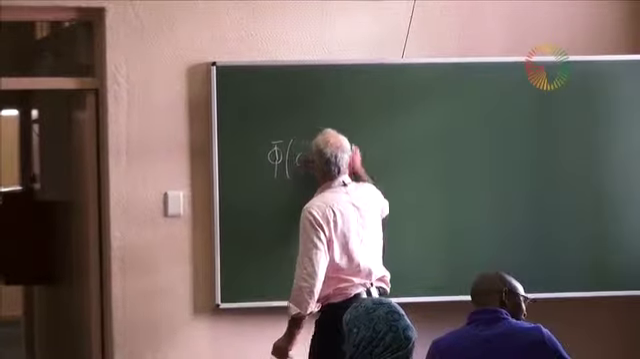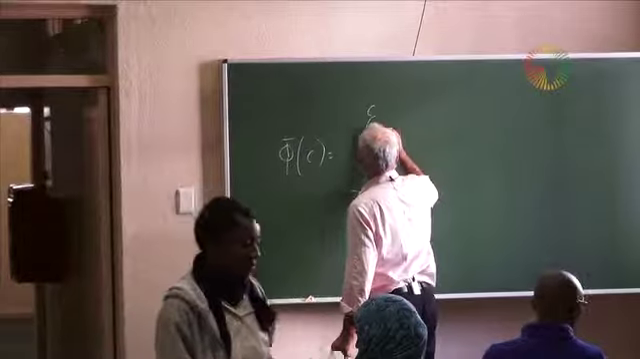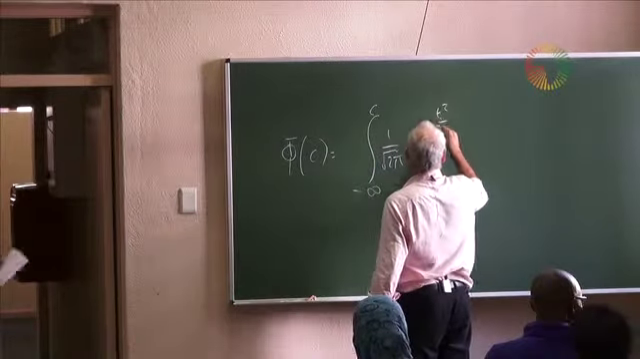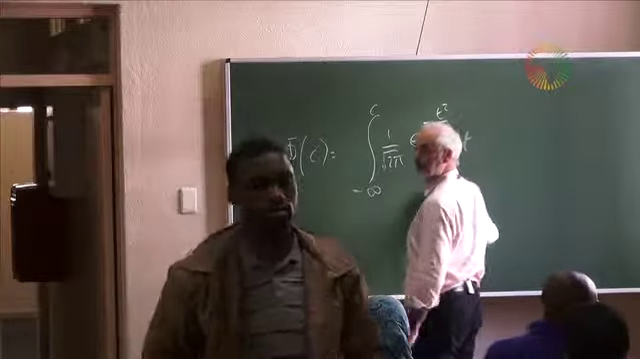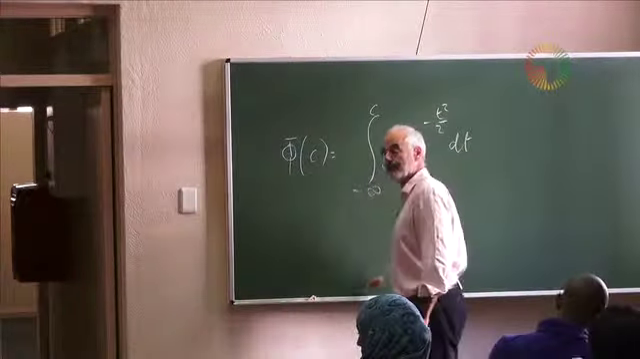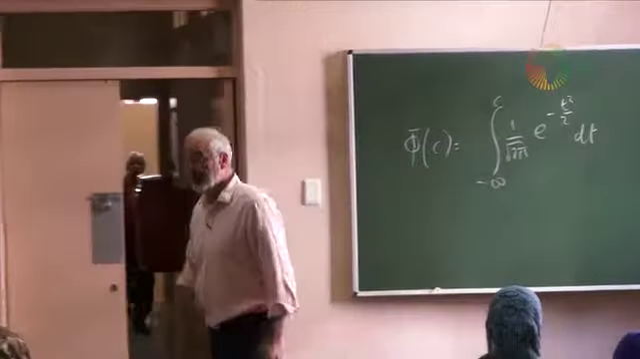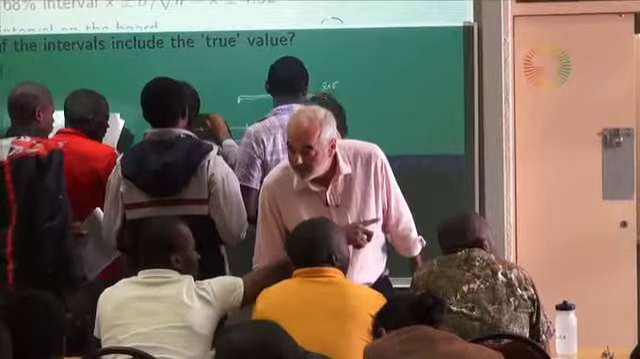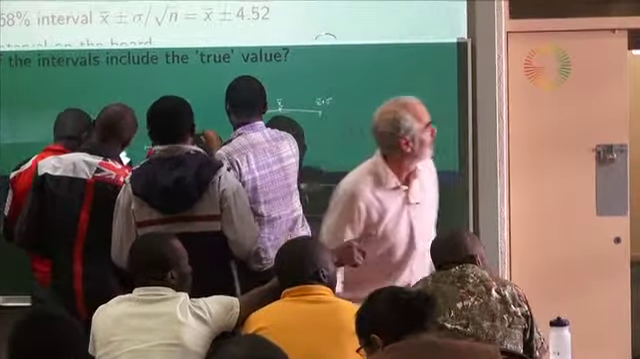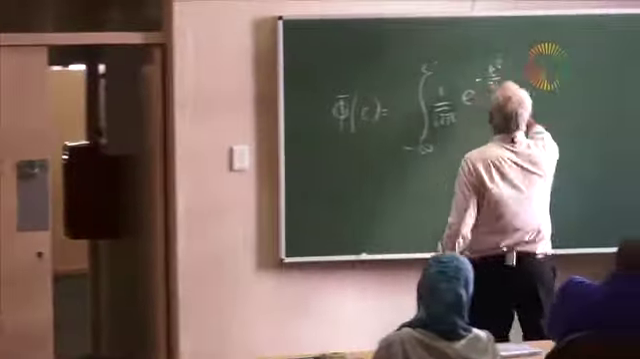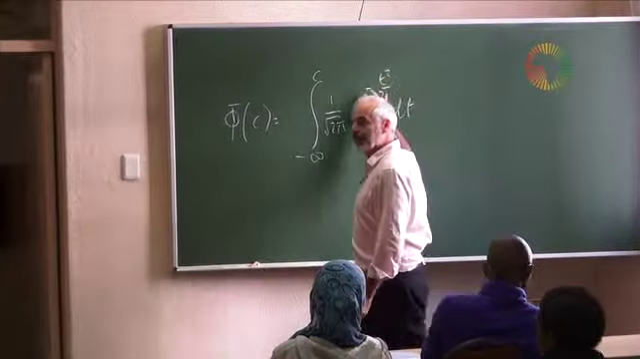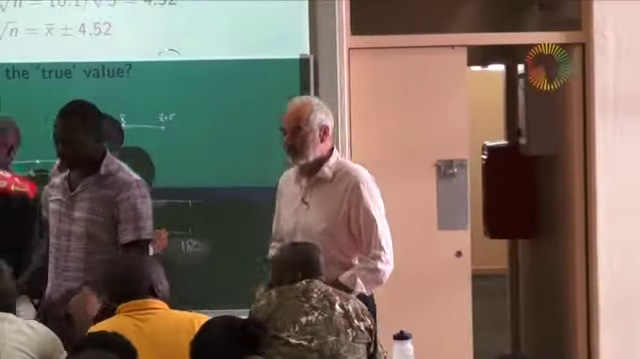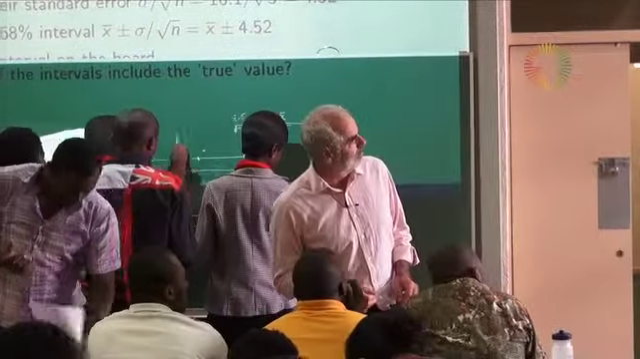Phi of c is the integral from minus infinity to c of 1 over root 2 pi e to the minus t squared over 2 dt, and that's not solvable. You have to use tables or a computer algorithm. You can't solve that in closed form. It's like the error function. Yeah, you can't do that integral.